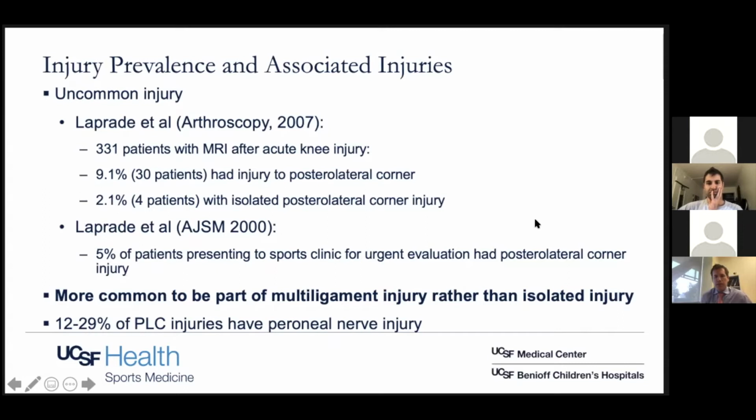So this is not going to be one of the more common things we see, but it is really important that you don't miss it, because you may undertreat other issues if overlooking this. And then it's most commonly seen, as seen here, as part of a multi-ligament knee injury rather than just an isolated injury. And then important to keep in mind that about 1/4 of these injuries will have a peroneal nerve injury.